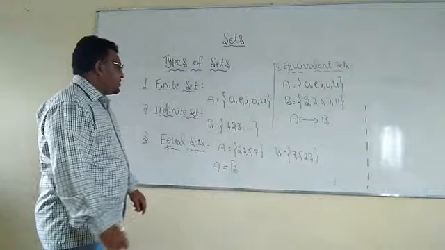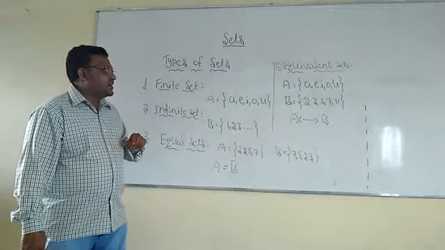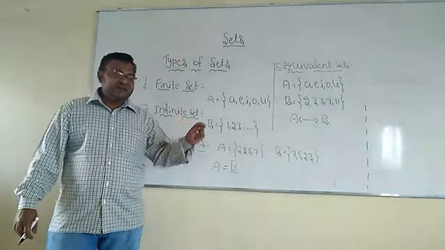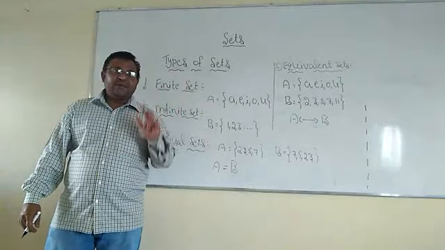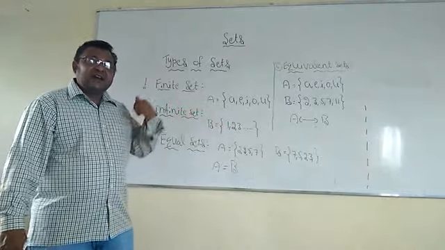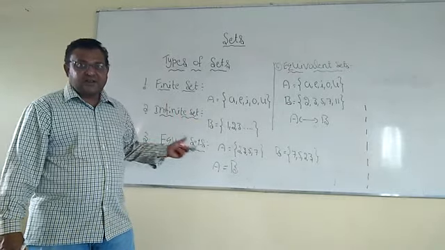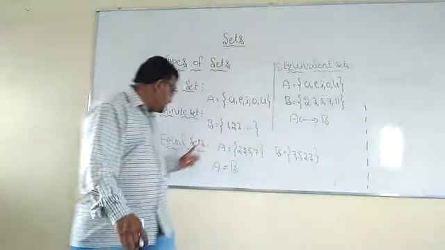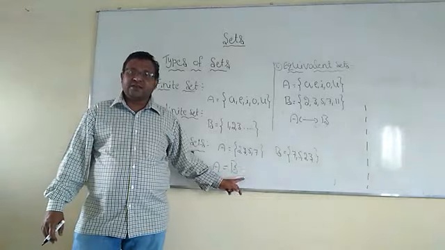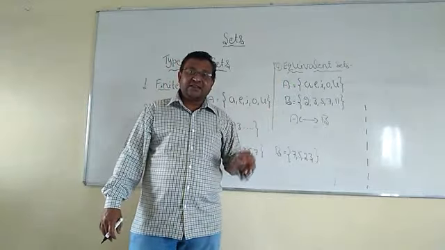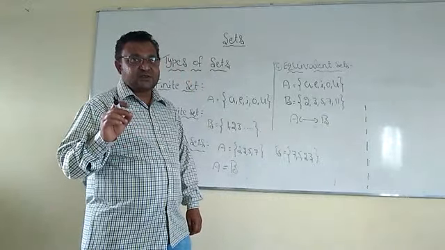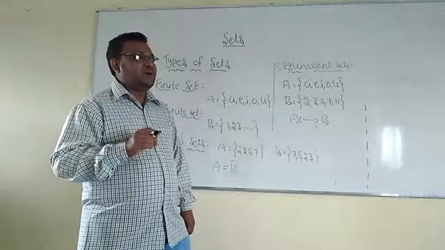So observe here, up to now 4 different types of sets I told. So first one is finite set. Finite means if a set contains limited number, countable number of elements, then that set is called finite set. If a set contains uncountable number of elements, then that set is called infinite set. Next, equal sets. If two sets are having same elements, then those two sets are said to be as equal sets. Next, equivalent sets. If two sets contain same number of elements, then those two sets are said to be as equivalent sets. Here one more thing you have to remember.